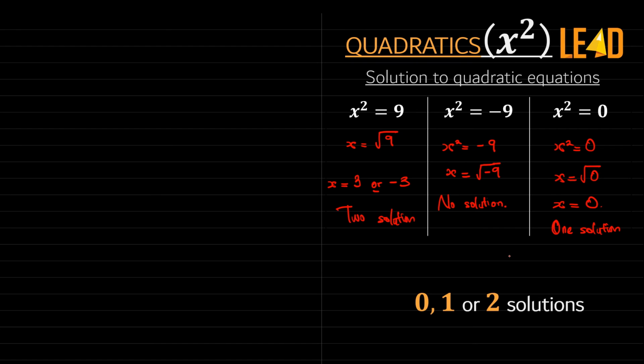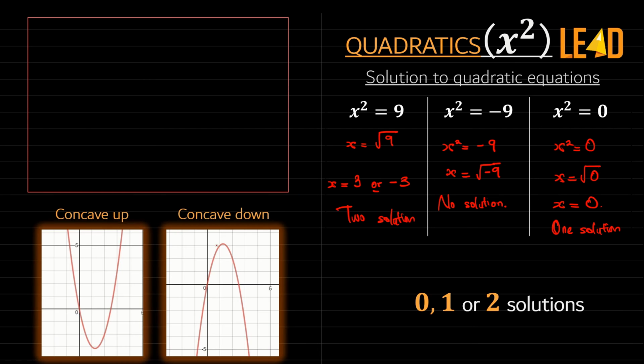Quadratic equation. All right. The next thing we'll look at is the graphs and some key properties of quadratics. Okay, so the first thing to note is that a quadratic equation will have a degree of 2.